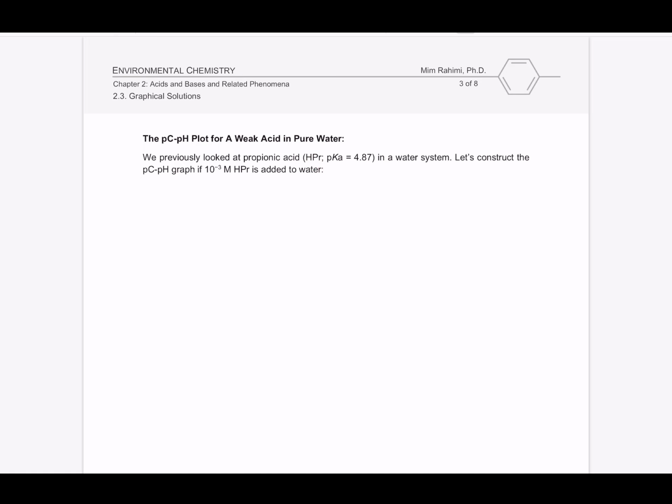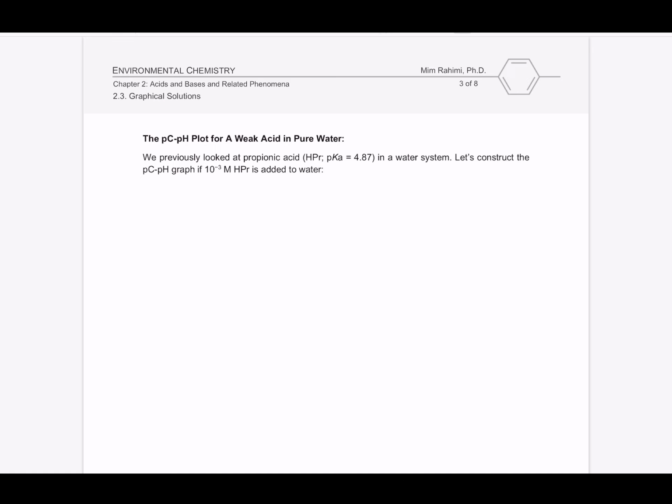But now we want to use the graph in order to evaluate the system at different pH, or calculate the pH when we add this much to the system. So the first part, we're going to just construct the pC-pH plot, and then in the second part, we're going to adapt that information in order to calculate the pH of the system.